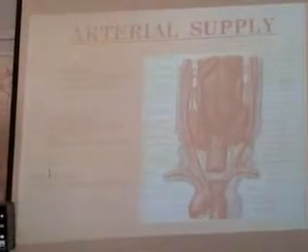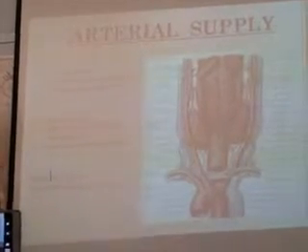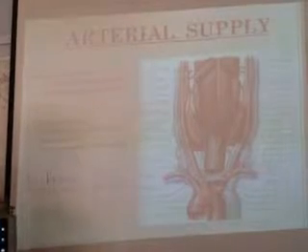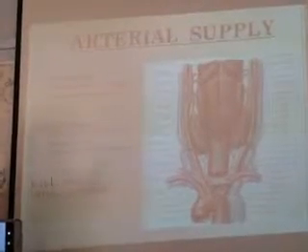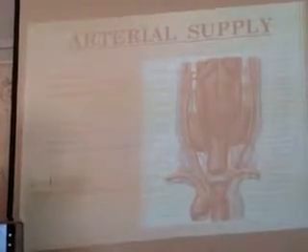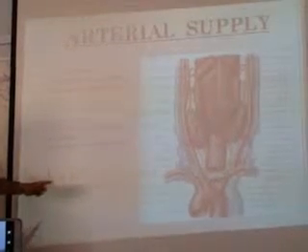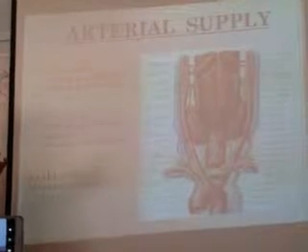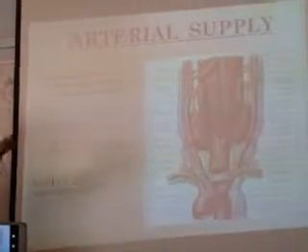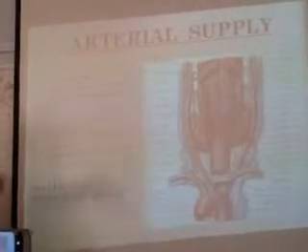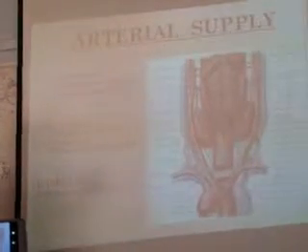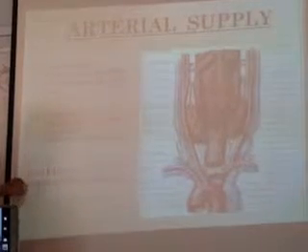And rarely, arteria thyroidea ima. Arteria thyroidea ima. So 3% of the individuals are getting arterial supply from this. So it is also a branch from the thyrocervical trunk. One more extra branch. Okay. Some persons, 3% of individuals, they have this artery. Okay.